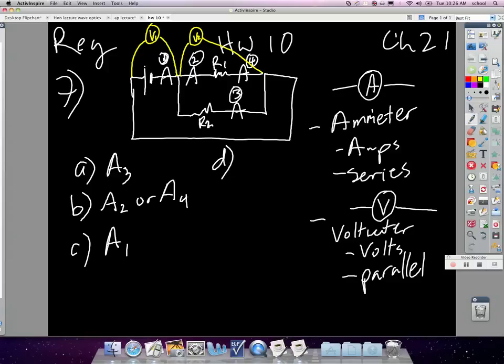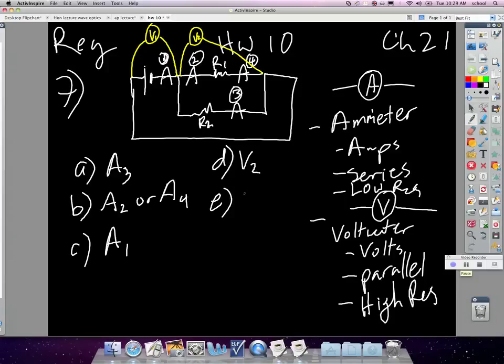And F, the EMF of the battery, how would you measure that with this? Well, you would need to use this V1. And then you'd also need to use A1. You could do it. Actually, you would have to use more. If I use A2 and I use A3, that would let me know.